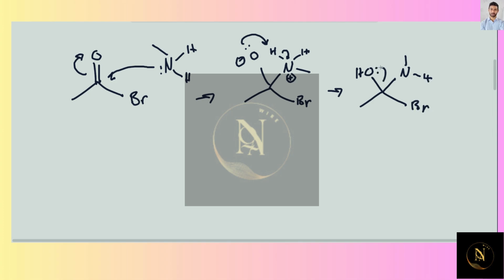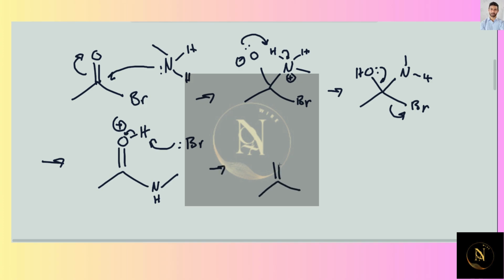And at this point, lone pair on OH swings down, kicks off the bromine to form the amide, which is still protonated, positively charged. At which point, bromine can come in, deprotonate, to give us our N-methylacetamide.